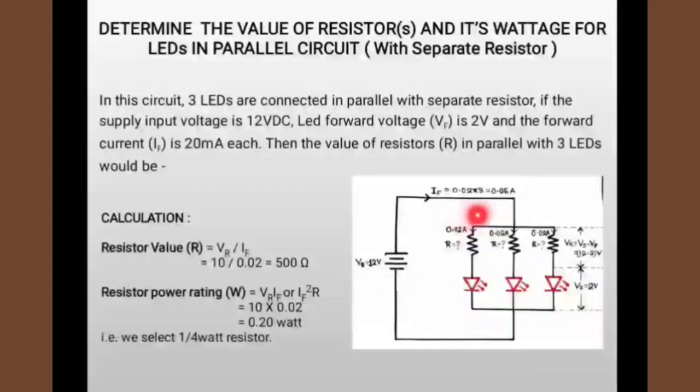Total current draw in this circuit is 0.06 ampere. Therefore, the power rating of the resistor in each path is W equals VR times IF, or IF squared times R. So we get 0.20 watt. Then we choose a 1/4 watt or 0.25 watt resistor for each parallel path.